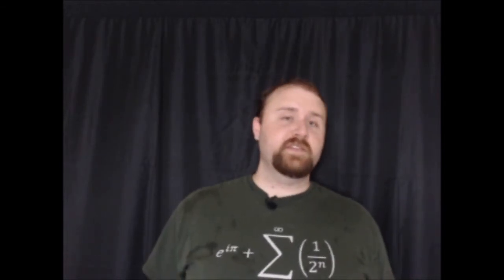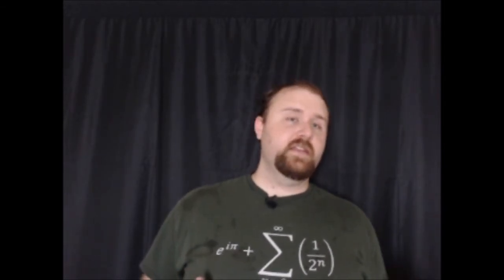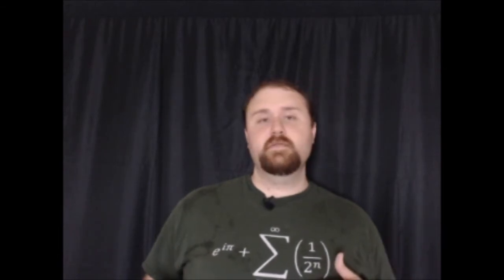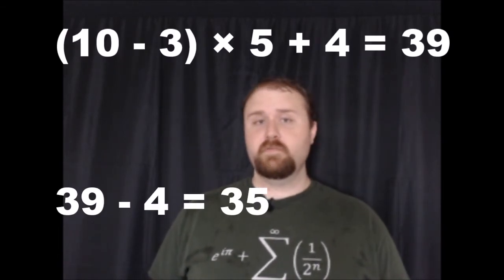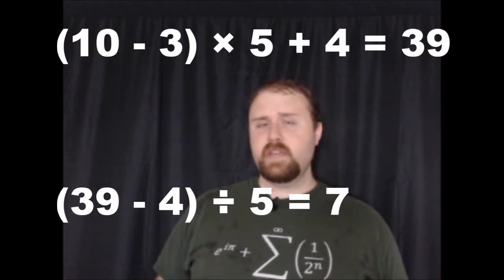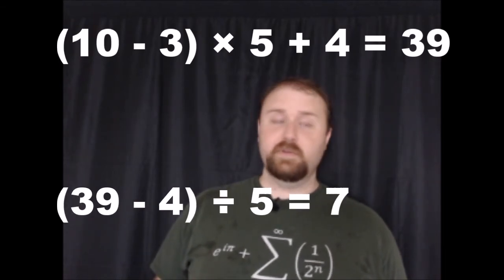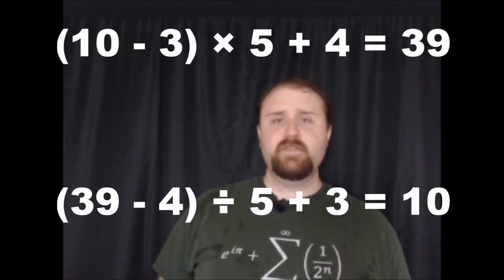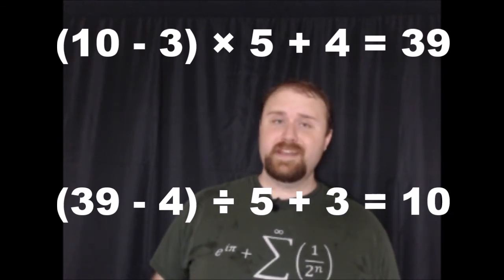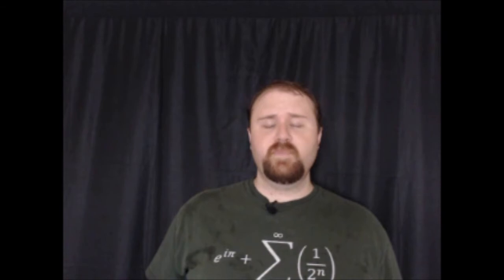Basically, we retrace our steps, starting at the end and working our way backwards. First, we subtract 4 to undo that addition. Then, we divide by 5 to undo the multiplication. Then finally, we add 3 to undo the subtraction. And so where do we end up? Right back at 10.